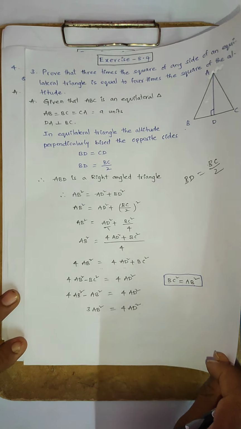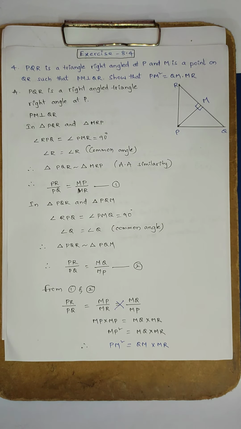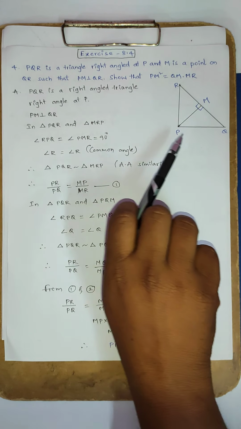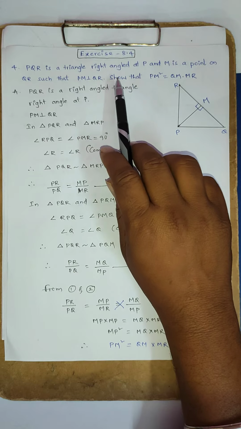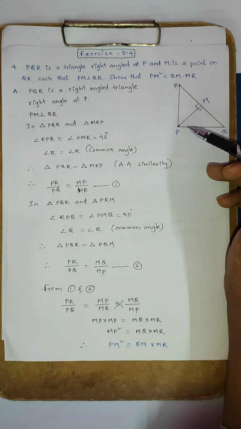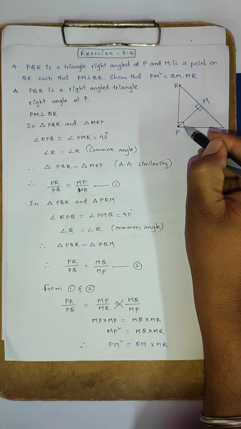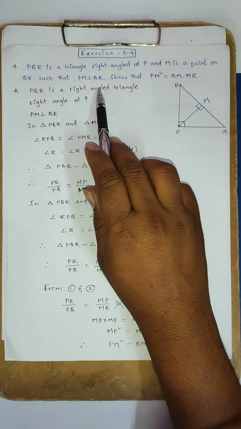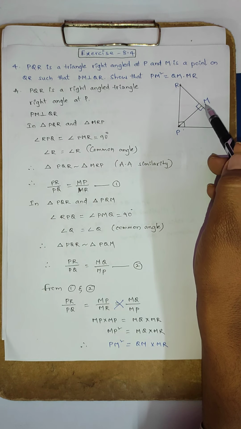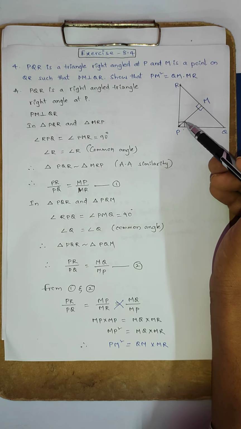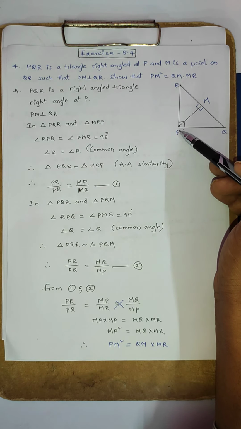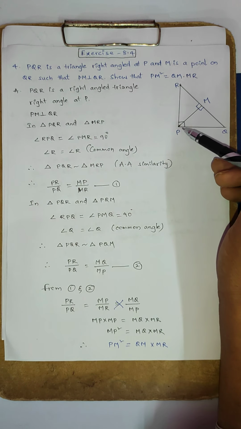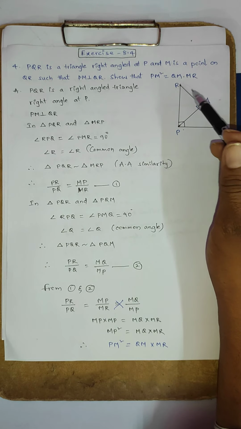We proved the third one also. Now the fourth problem. PQR is a right angle triangle, with the right angle at P, 90 degrees. And M is a point on QR such that PM is perpendicular to QR. This M is the perpendicular point opposite to vertex P. Show that PM square is equal to QM into MR.